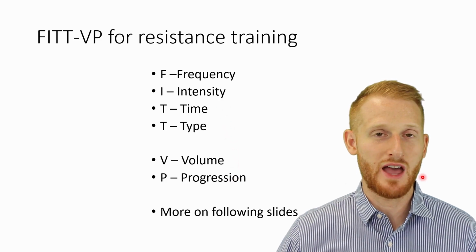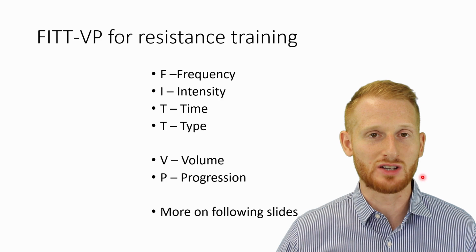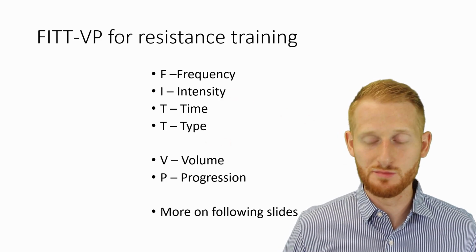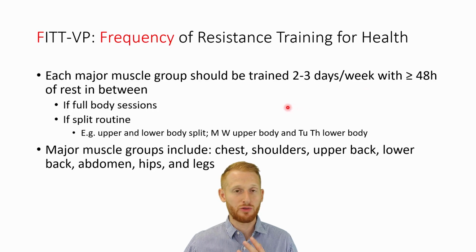All right, so if you haven't watched it already, go watch the aerobic training video where we talked a lot more about this in detail and what each one of those mean if you're not familiar with it. The frequency for resistance training should be 2 to 3 days per week with at least 48 hours between sessions using the same major muscle groups. All right, so throughout the week, you want to make sure you work every major muscle group with resistance training.